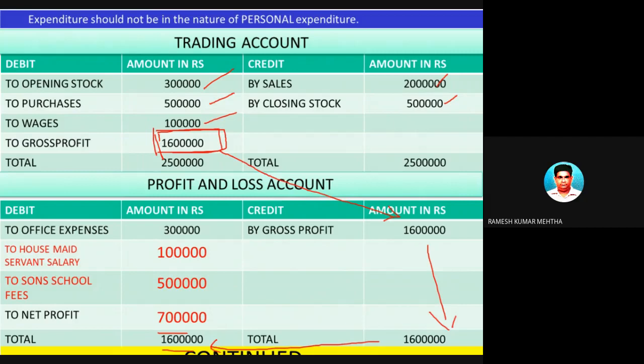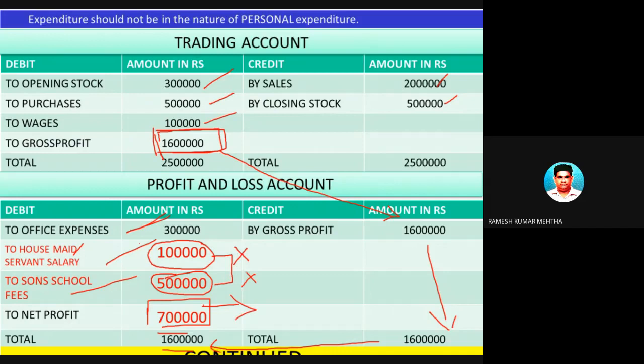So office expenses are 3 lakhs. Housemaid or servant salary is 1 lakh. And son's school fees is 5 lakhs. And the resultant net profit from this particular profit and loss account is 7 lakh rupees. So as it is clearly appearing, this item, which is household expenditure, maid servant salary, and son's school fees of 5 lakhs, is not the expenditure which is pertaining to business. So these two items of expenditure will not be shown on the debit side of profit and loss account.